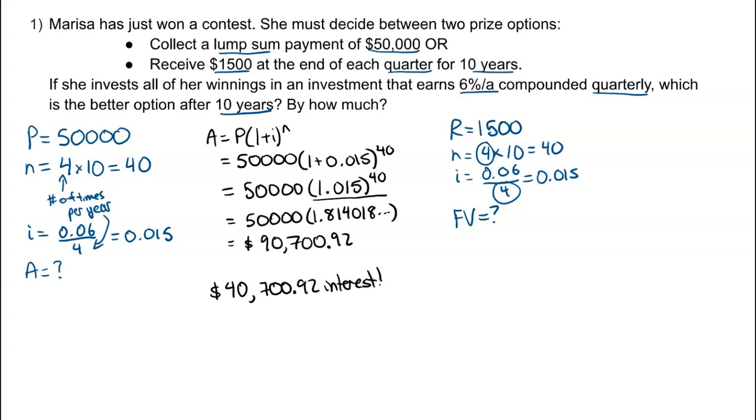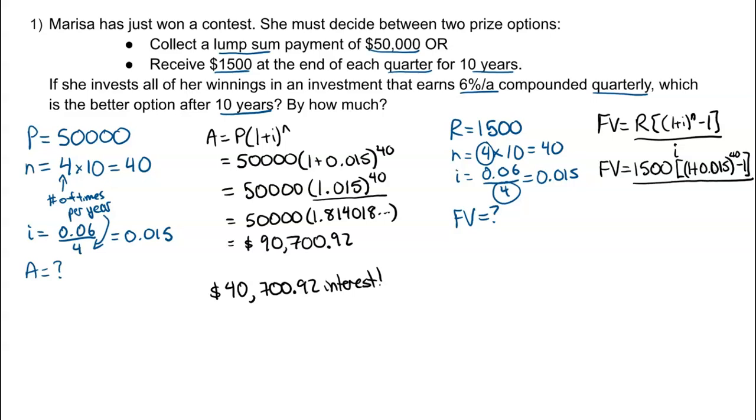And we're trying to figure out what that future value is. You could call that an A again, but I call that FV for future value just to distinguish it between a one-time investment like we had on the left. So the equation we're going to use is the equation right there. Future value is the regular payment times 1 plus I to the N minus 1 all over I. So we go ahead and we sub those numbers in, $1,500 for the R value, and then 1 plus 0.015 to the power of 40. Then we have to subtract 1 before we multiply into that by 1,500. And then we divide that by 0.015.